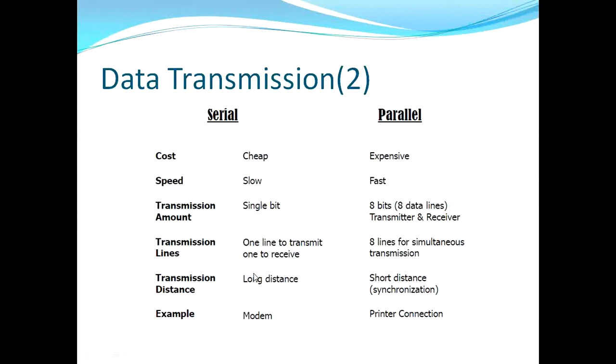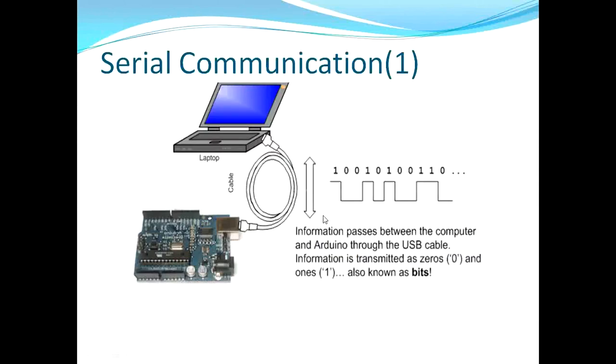Serial communication is used for long distance and parallel is used for short distance. An example of serial is a modem, and for parallel communication, a printer is the example. As we are learning Arduino programming, our Arduino is connected with the PC with the help of serial communication. Information passes between computer and Arduino through a USB cable, and information is transmitted as a number of zeros and ones, which are called bits.